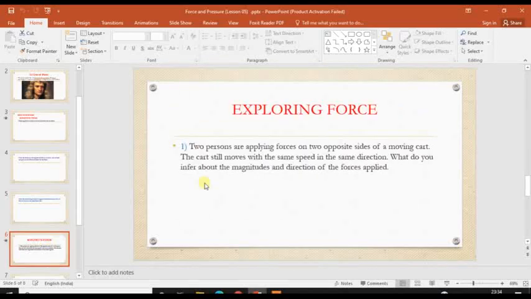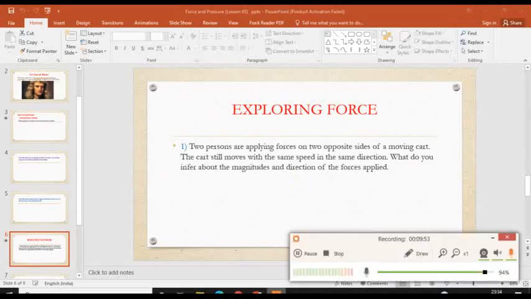Okay, let us take this example here. Two persons are applying forces on two opposite sides of a moving cart. The cart still moves with the same speed in the same direction. What do you infer about the magnitudes and the direction of the forces applied? Magnitude means how much force, so the amount of force, that is the meaning of magnitude. The direction also we have to show. Understand the question. Two persons are applying the force on two opposite sides of the cart.